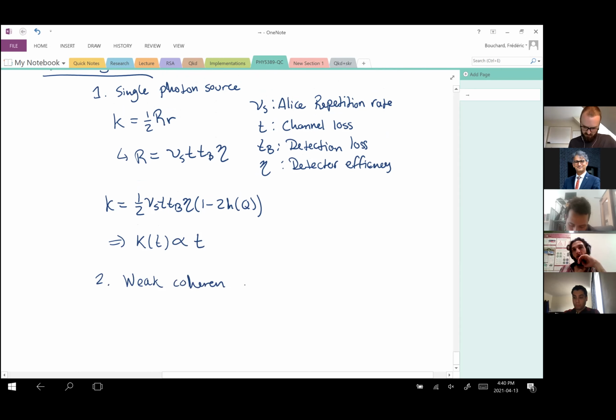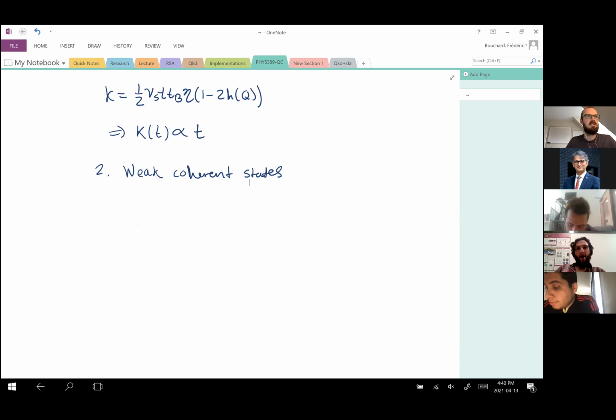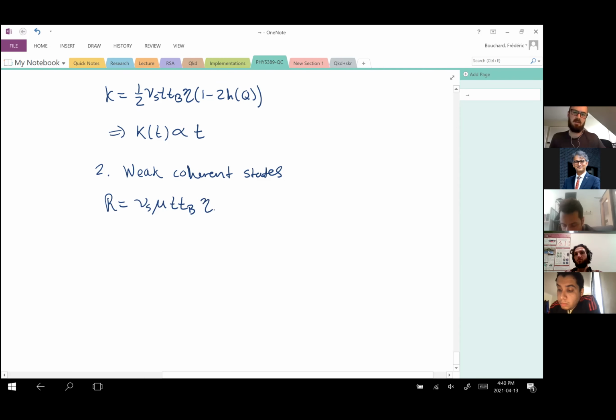Coherent states, that's attenuated laser beams. For weak coherent states, the R, big R, looks similar. And now we have to add mu. So mu is the mean photon number, or the average photon number. If you have to turn mu down to something like 0.1 photon, that means you're sending less photons on average, so you're going to get less key.